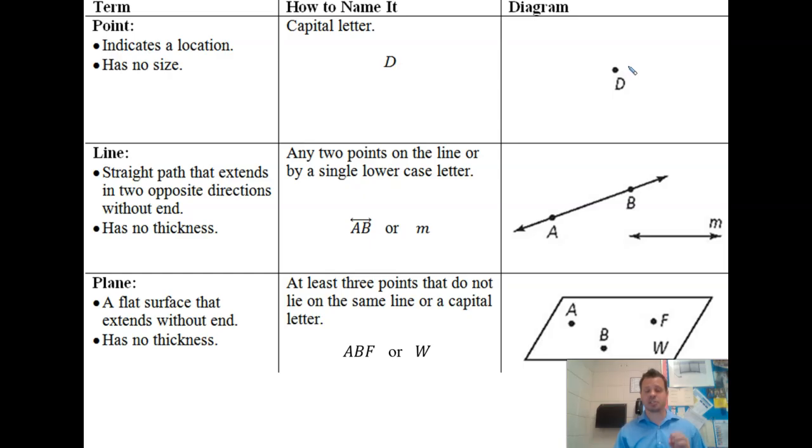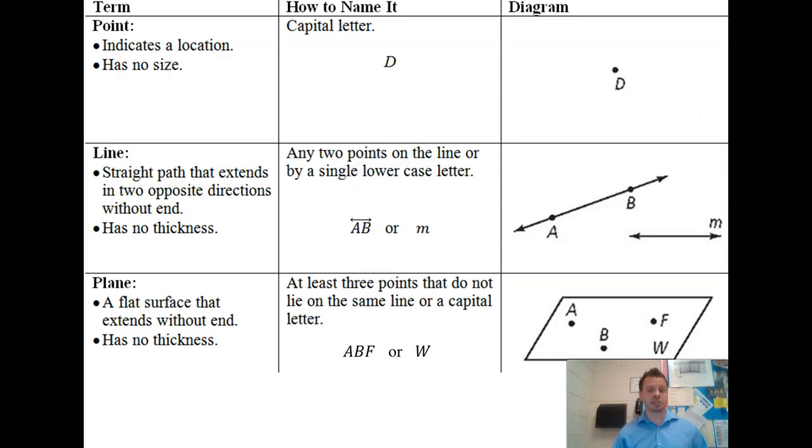Okay, it's pointing out a specific location on my screen, or a specific location in your note guide. Okay, it has no size, so we're never going to worry about how big the point is or how small the point is. It's just the location. And the way you'll name it is just with a capital letter. We'll always give our points capital letters for names, so in this case, we'll just call this point D.